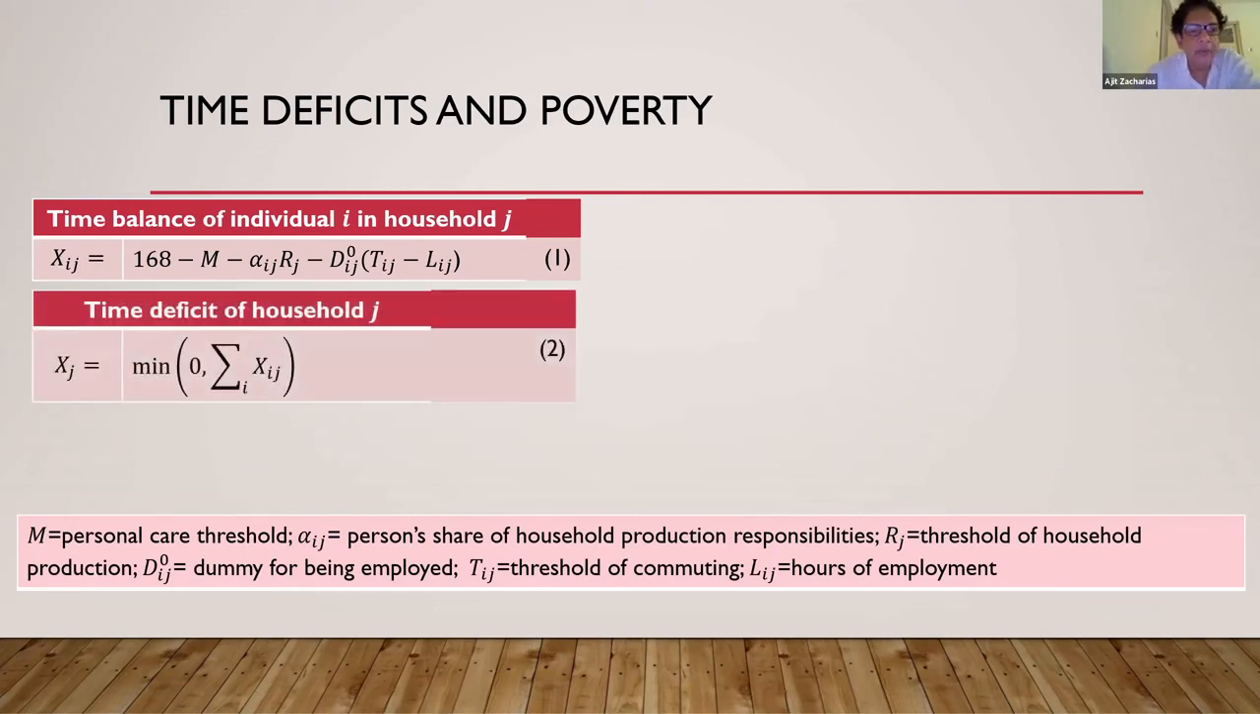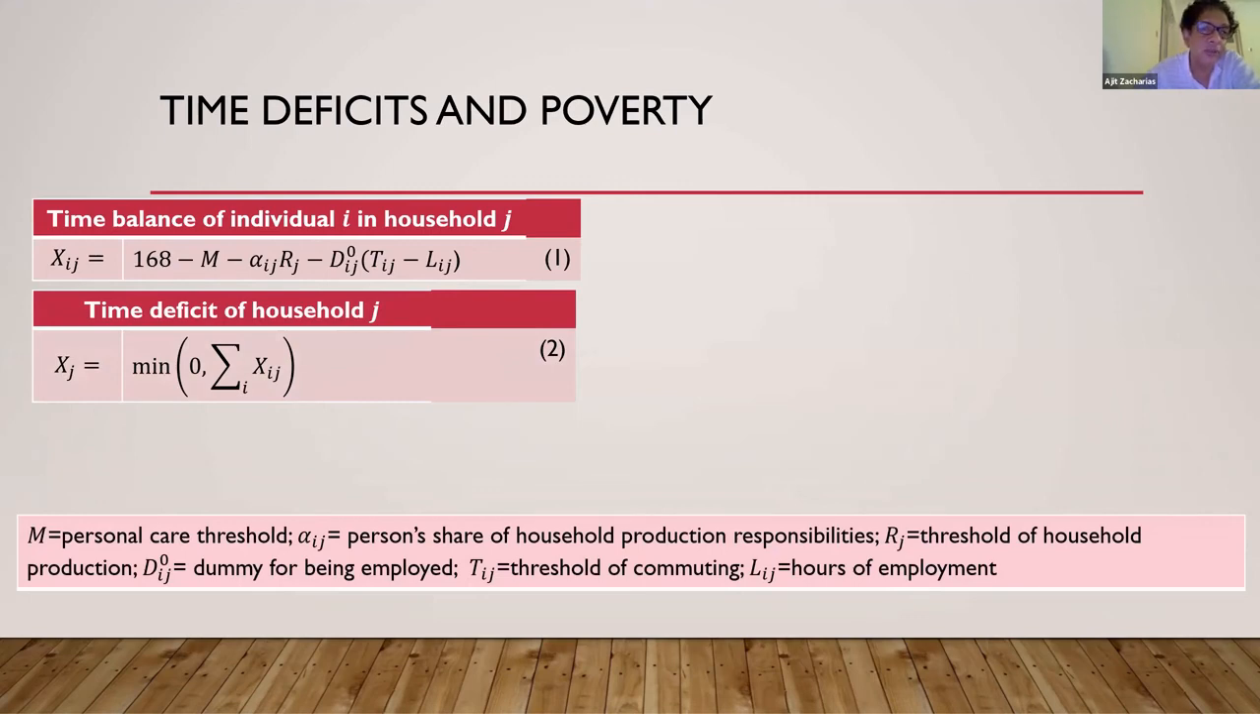Now from there, to move to the time deficit of the household as a whole, remember, this is the first equation for the individuals in the household. To get the time deficit of the household, we add up the time deficits of individuals, right? So if somebody has a surplus, we ignore it. Why?